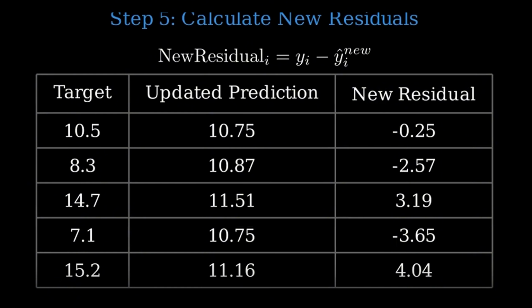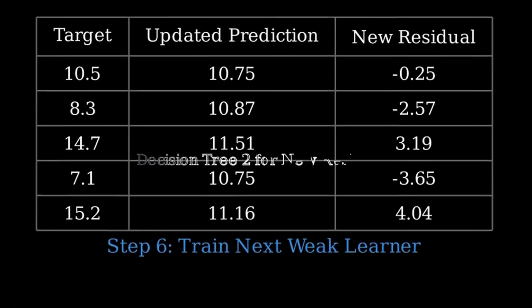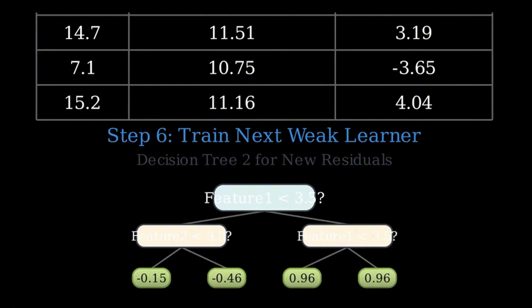Step 6. Train another weak learner on these new residuals. We repeat the process, fitting a new decision tree to predict the updated residuals. Here's what our second decision tree might look like.